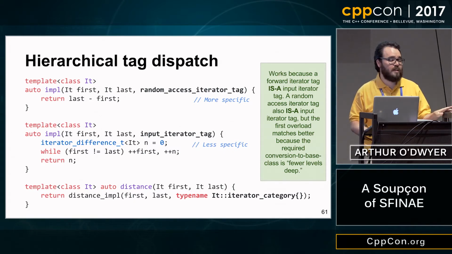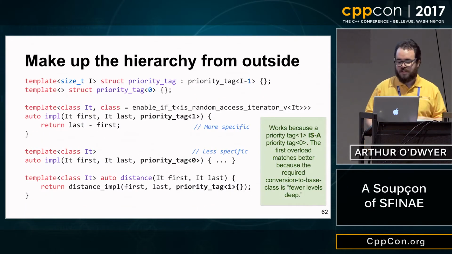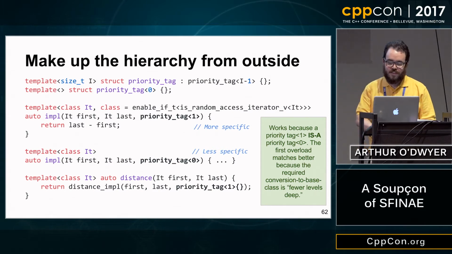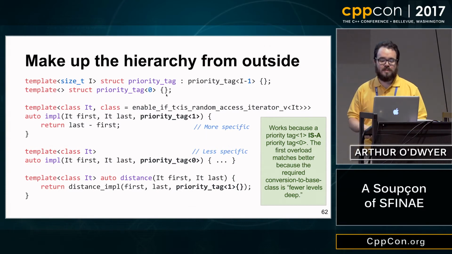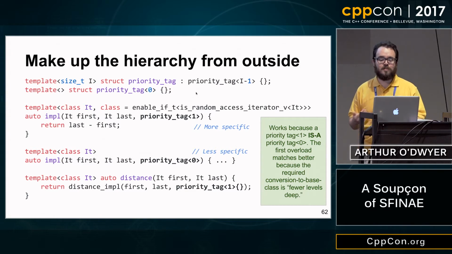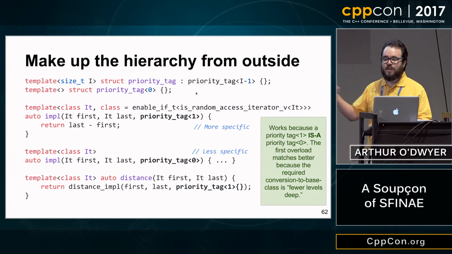All right, so this works great if you have your iterator category imposed on you by the library, but what if you were the one making up the rules? Here's an example of me trying to make up the rules. Here, I make my own tag types. I have this in the header. I call it priority tag. Priority tag 0 is just an empty tag type, and priority tag 1 is just an empty tag type that happens to inherit from priority tag 0, and so on, all the way up, as many as I need, and I just make a template.